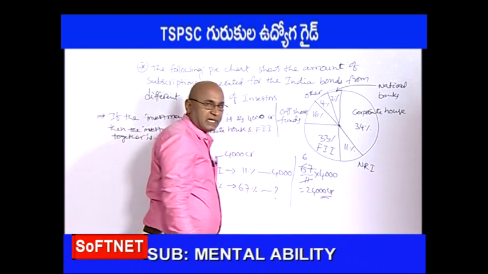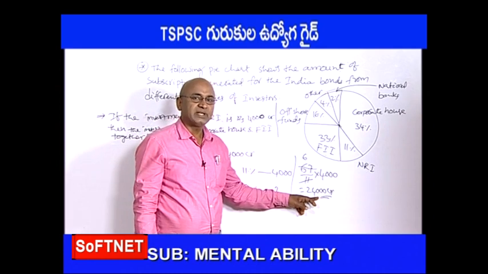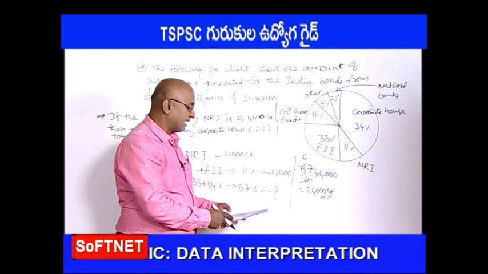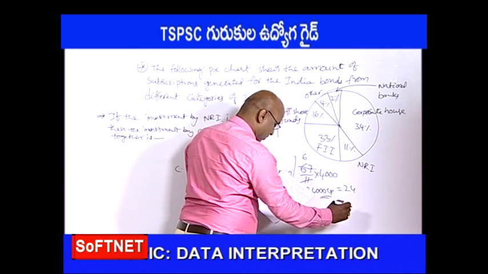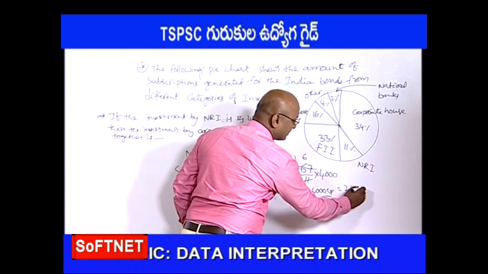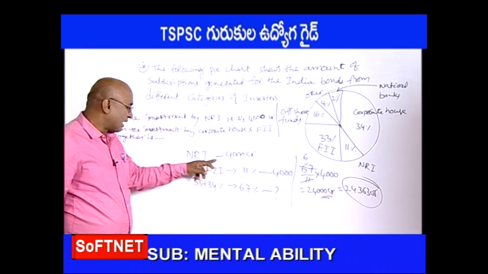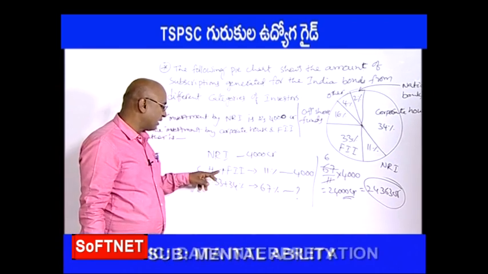Here in the options given, it will not be 24,000; it will be just more than 24,000. Now you have to go for that answer. So the actual answer is 24,363 crores rupees.